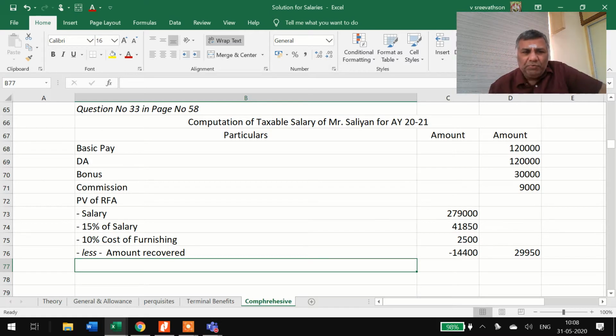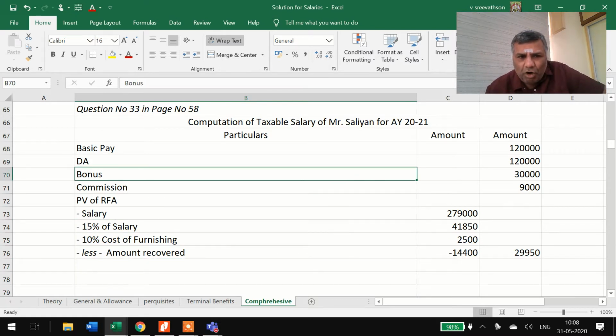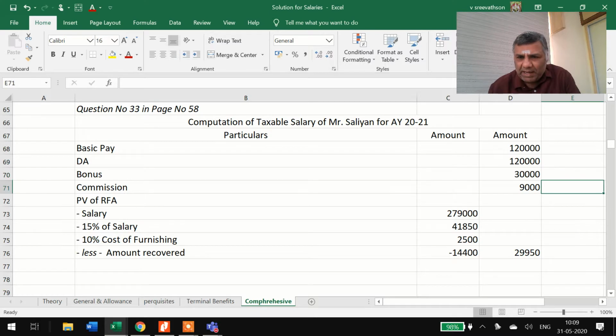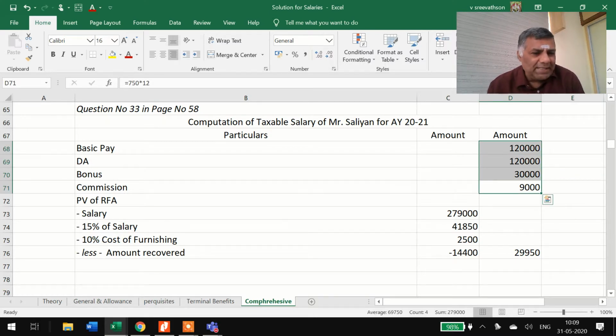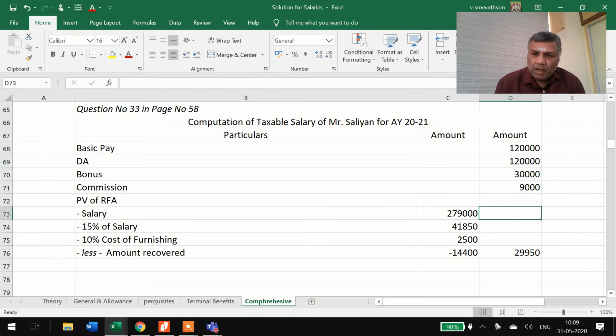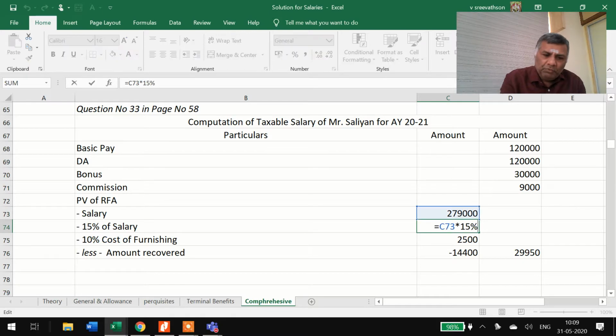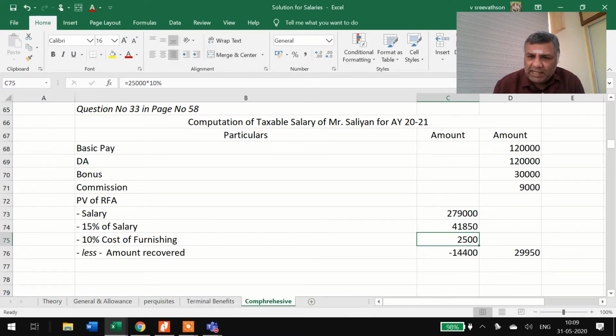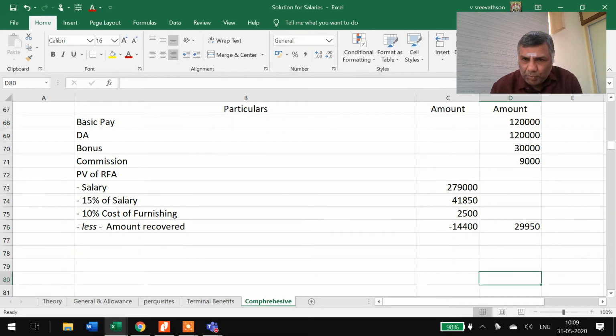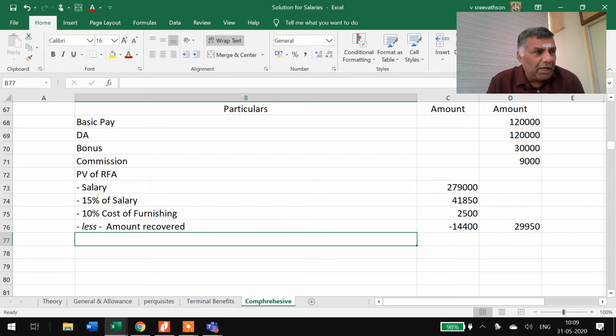Here, the information is very simple. We know all these four things have to be taken for RFA computation, because salary includes basic pay plus DA forming part plus commission plus all monetary receipts plus all other allowances to the extent they are taxable. So 15% of salary is 41,850. Cost of furnishing, less amount recovered, 29,950 I am getting. If you have a doubt, ask me.